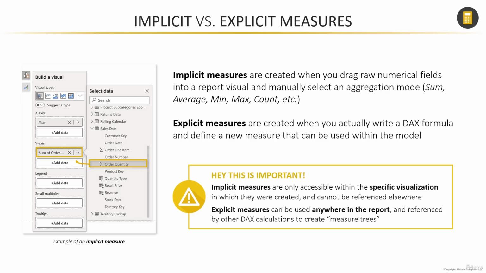But what's great about explicit measures is that they can be used anywhere in the report once you create them, and then referenced within other DAX calculations to create more complex formulas or something that we call measure trees. So for instance, let's say that we wanted to take the sum of order quantity and then nest that within another function and create something like total orders minus total returns to come up with our net orders or something similar. So what we would have to do in order to derive that value is actually create explicit measures for each of those components and then nest them together to create that net orders value. So let's jump into Power BI and I'll show you what I mean.